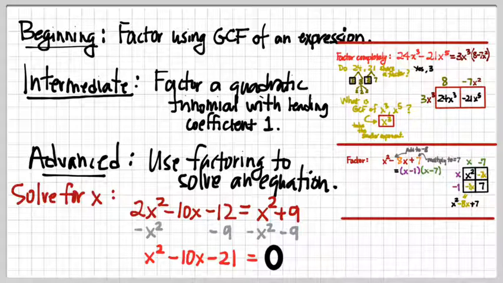Now that we've gotten this expression on the left-hand side, let's factor it using what we talked about at the intermediate level. How can we factor x squared minus 10x minus 21? Two numbers which multiply together to give me negative 21, and which add together to give me negative 10.